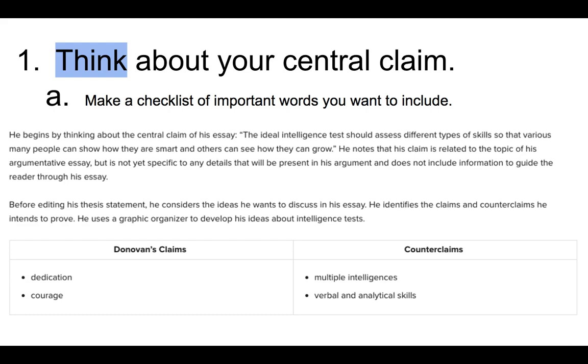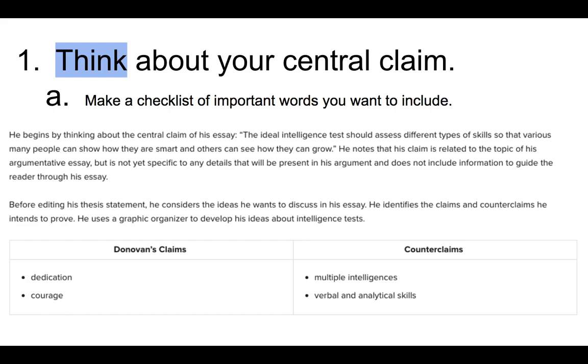It says he begins by thinking about the central claim of his essay, which he wrote as, the ideal intelligence test should assess different types of skills so that many people can show how they are smart and others can see how they can grow. He notes that his claim is related to the topic of his argumentative essay, but it is not yet specific to any details that will be present in his argument and does not include information to guide the reader through his essay. Before editing his thesis statement, he considers the ideas he wants to discuss in his essay.